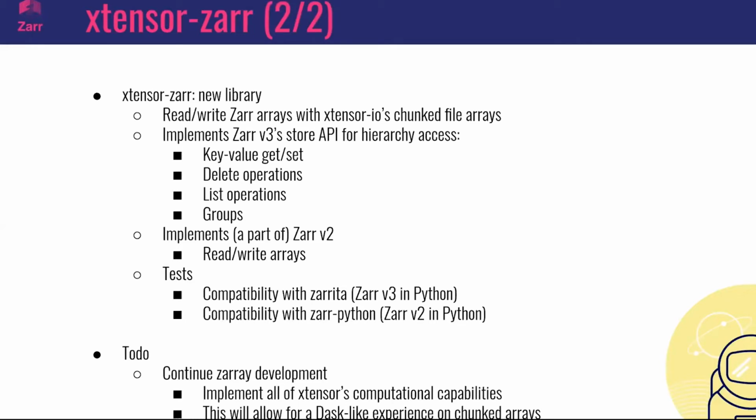For tests, we check compatibility with Zarrita, which is Zarr v3's implementation in Python, and compatibility with Zarr Python, which is Zarr v2's implementation in Python. What's left to do? We still have some work to do in the Xarray library, particularly to implement all of Xtensor's computational capabilities, and this will allow for a Dask-like experience on chunked arrays.